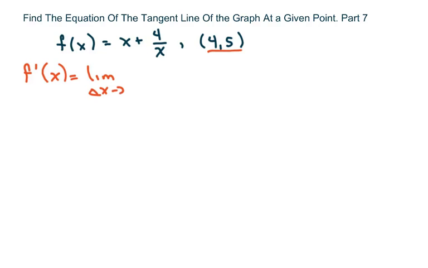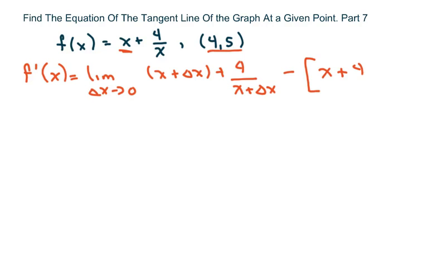as delta x approaches 0. So everywhere there's an x, I'm going to put x plus delta x. So that's this part, plus 4 over x plus delta x. So I took care of that part. And then I'm going to subtract the whole function. So the whole function is x plus 4 over x.